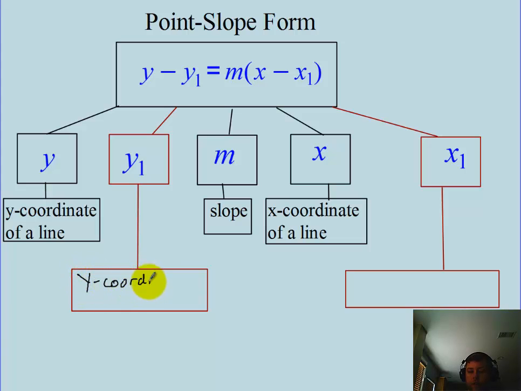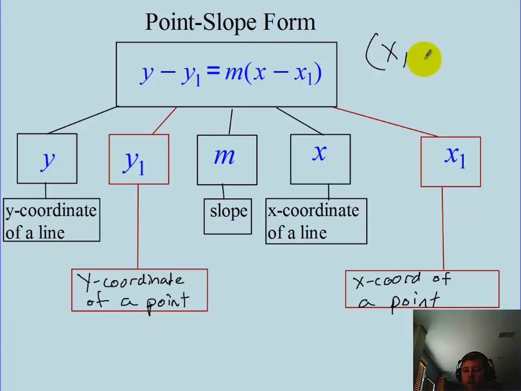So the y coordinate of a point. You have to pick some point. And your x sub 1 is actually just the x coordinate of that point. So you have to pick some point on that line, and it's going to be some point x1, y1. You need just one point on that line for the point-slope form. Your m is still going to be your slope, just like in slope-intercept form.